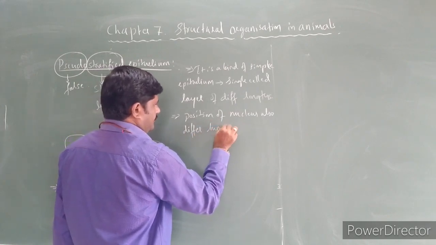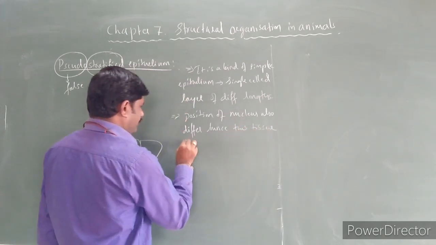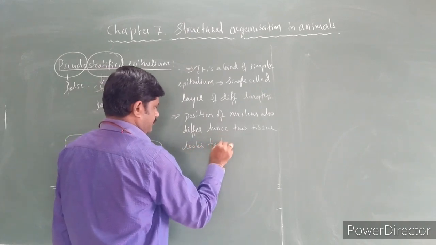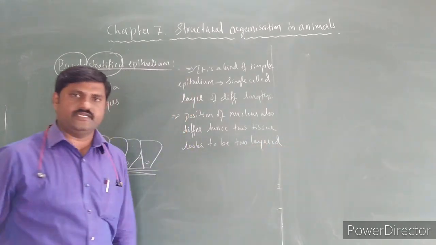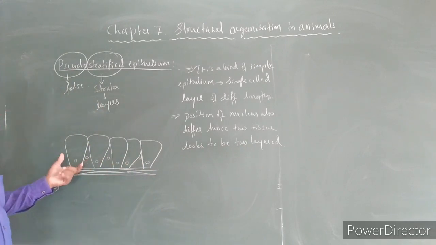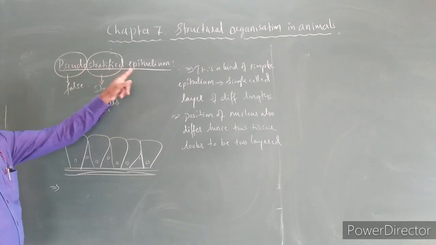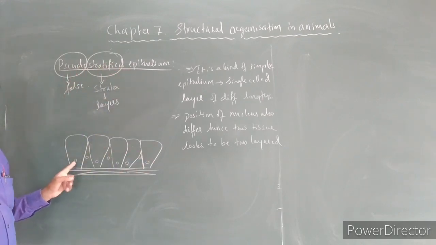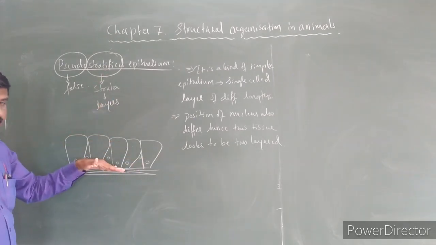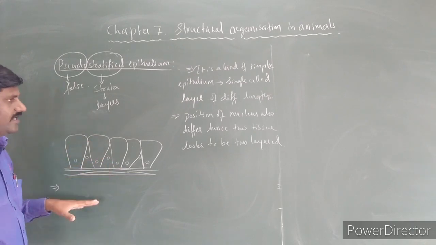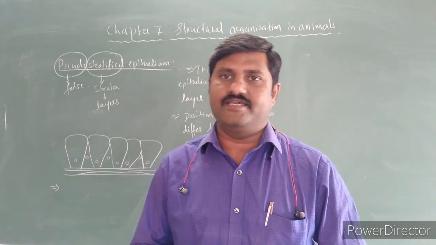Hence this tissue looks to be two layered. See here, it looks to be two layered. Hence, this is called a pseudo-stratified epithelium. It is a false stratified epithelium. There are no strata, there are no layers. Only it looks like a layered one. That's why it is called pseudo-stratified epithelium. I hope it is very clear to you, right?